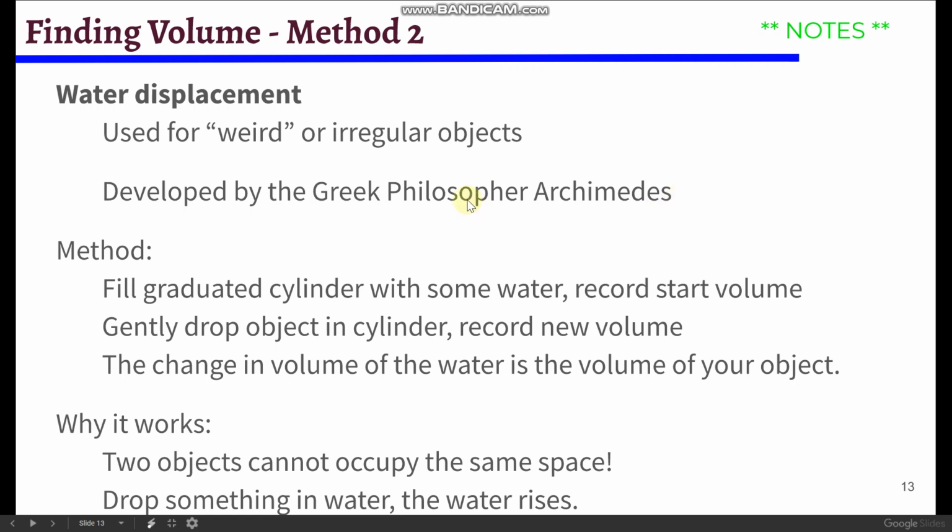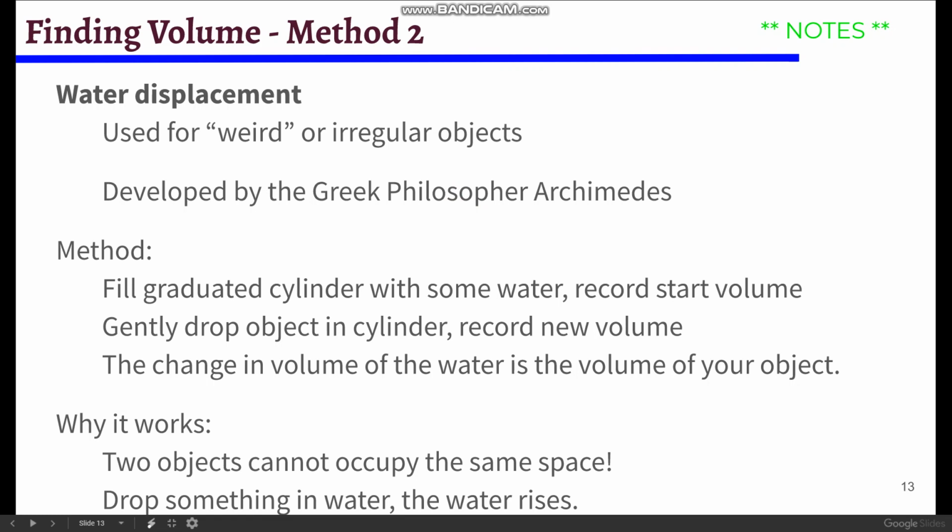Archimedes was a philosopher and a scientist and a mathematician and an engineer. And he lived in ancient times. And he figured out that you could determine the volume of an object by dropping it in water and seeing how much the water level raises. Now, how did he figure this out? Well, there's a story. I don't know if it's true or not, but the story goes that Archimedes was trying to figure out how he could measure the volume of an object.